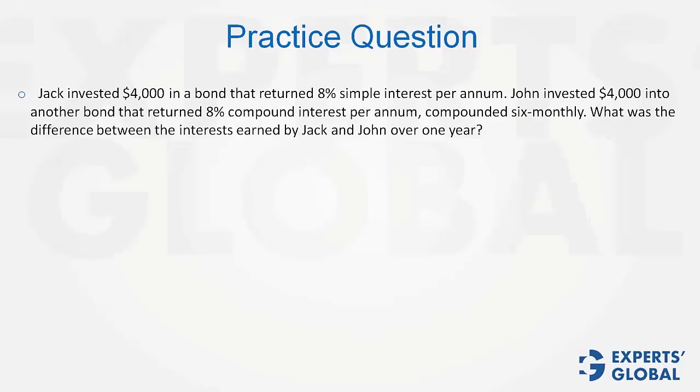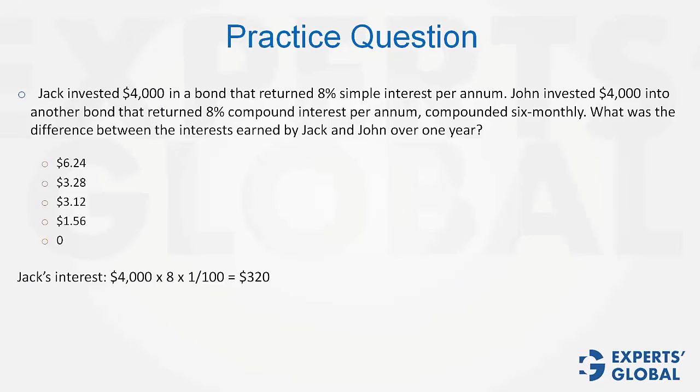One more practice question. Please pause the video and solve it yourself. These are the answer choices. Jack invested $4,000 at 8% simple interest for 1 year. So 4,000 times 8 times 1 divided by 100. His interest earned is $320.